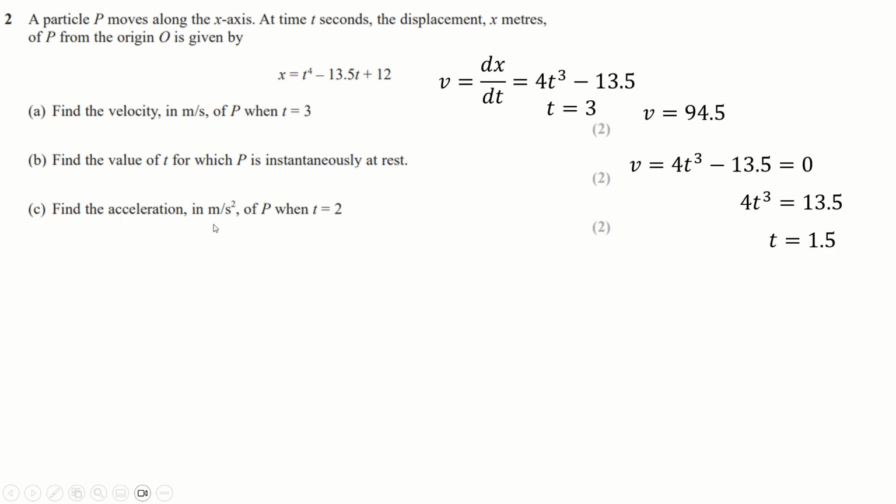And the acceleration is dv by dt. So the ladder goes x, v, a. Displacement, velocity, acceleration, differentiate to go down, integrate to go up. So we're going to differentiate this again, and we get this. When t is 2, you just put it in, and you get a is this here.